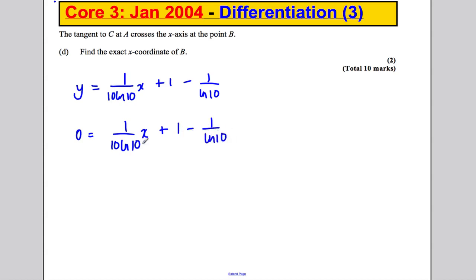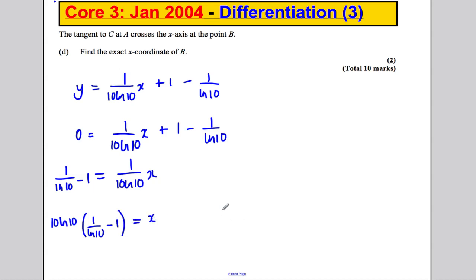Okay, we're trying to find the exact coordinates of x. At this point here, I would subtract 1 from both sides and add 1 over ln 10 to both sides. So I would get 1 over ln 10, subtract 1, is 1 over 10 ln 10 x. And multiply both sides by 10 ln 10. So I would get 10 ln 10 (1 over ln 10, subtract 1) is equal to x. And that's the exact coordinate of x.